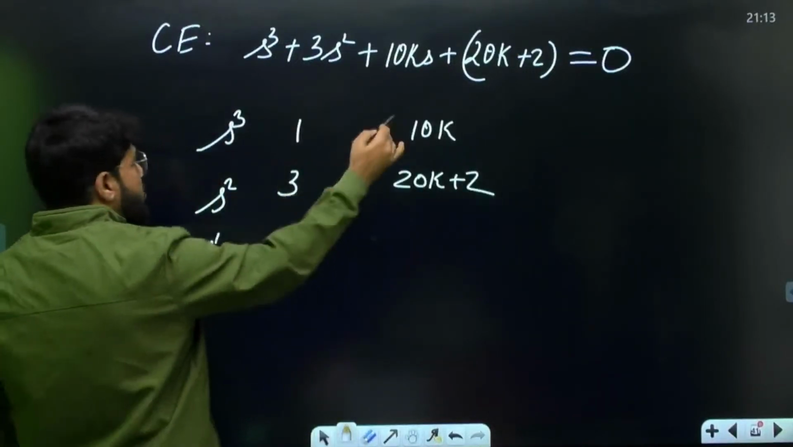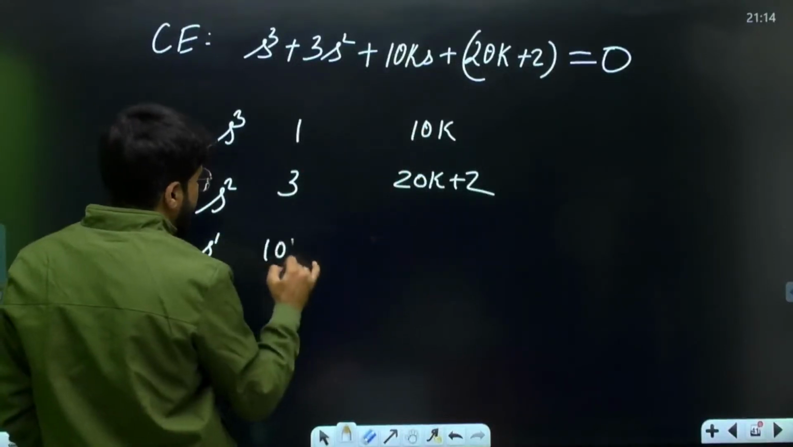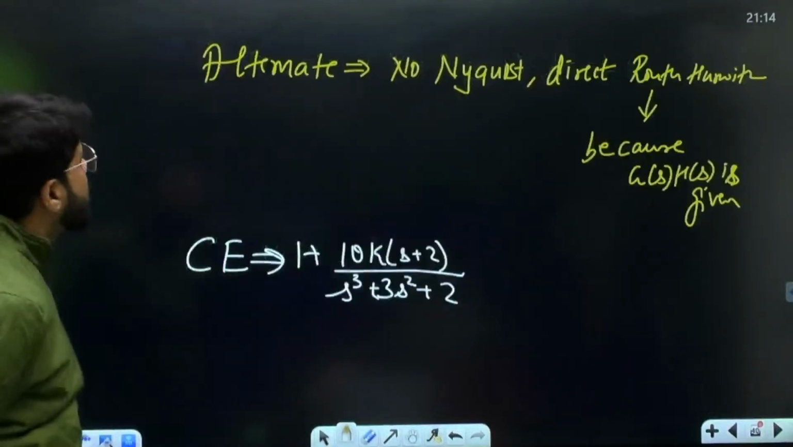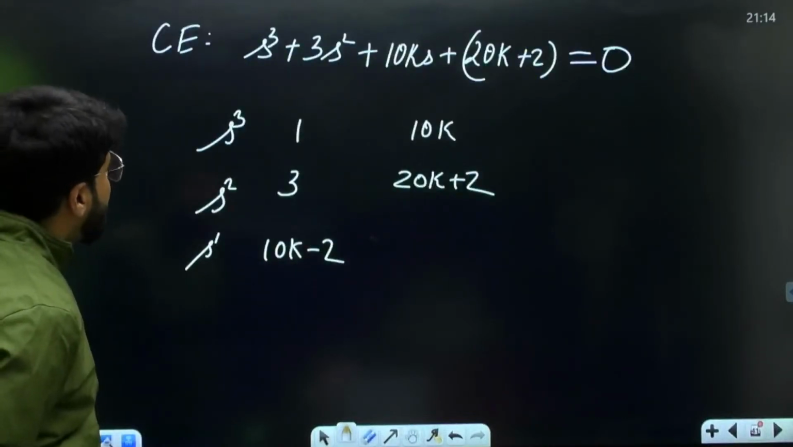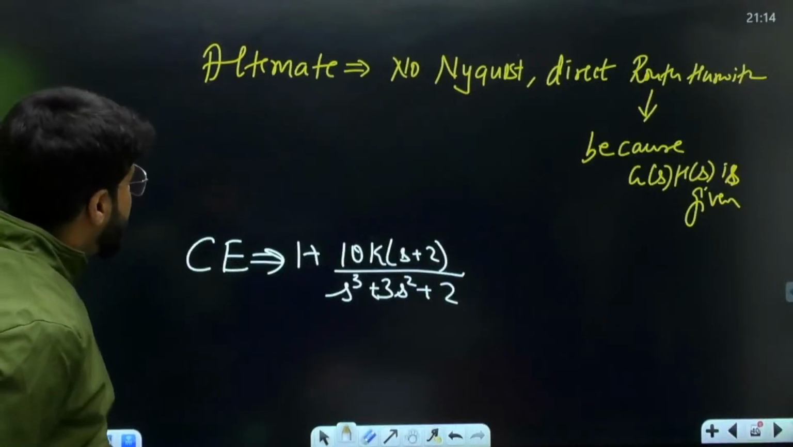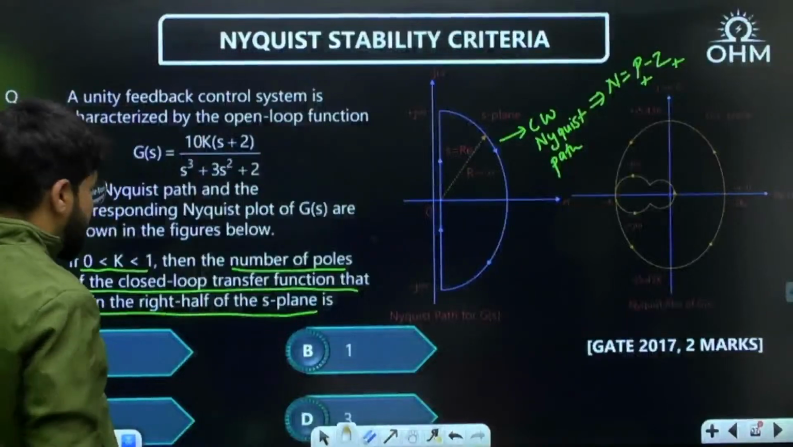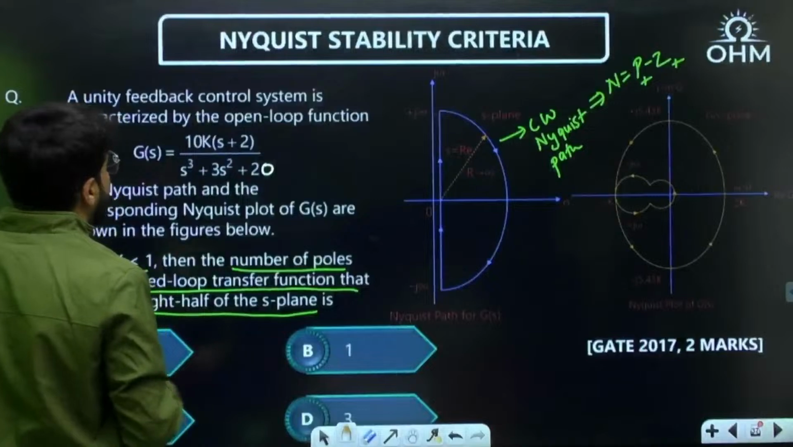s power 1, cross multiply: 30k minus 20k, 10k minus 2. Is it 2? Are you sure? 10k plus 20k. I think that will not be 2, that will be 20. I think there is a typo here, 3s square plus 20 it should be. Okay, no problem, let's take it as 20 only.